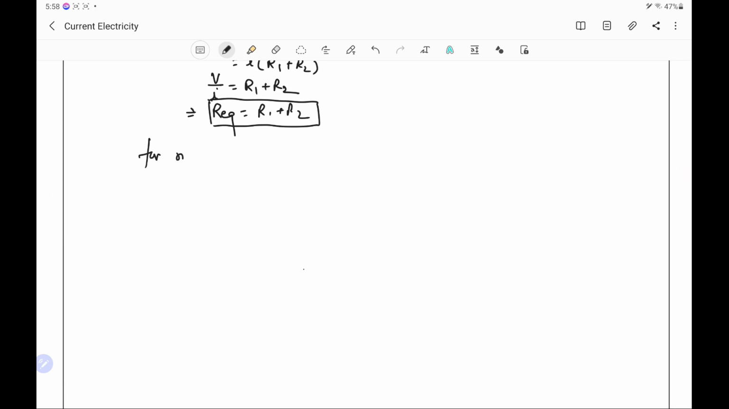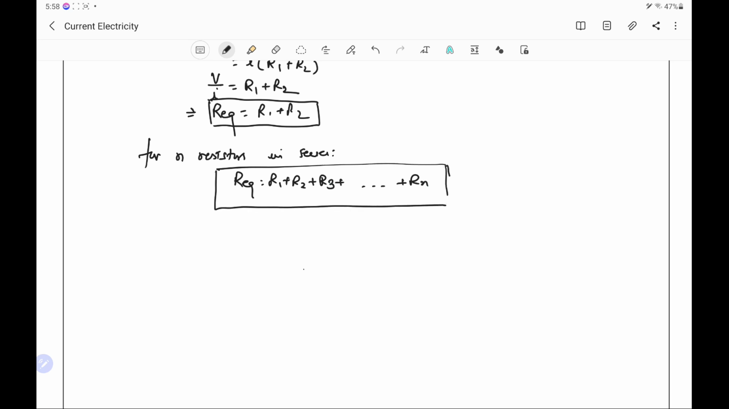For n resistors in series, we can write R equivalent equal to R1 plus R2 plus R3 and so on to Rn. This will give the resultant or the equivalent resistance. We can replace n resistors in series by a single resistance, the R equivalent. And from this formula we can say that R equivalent is greater than the largest of R1, R2, up to Rn.